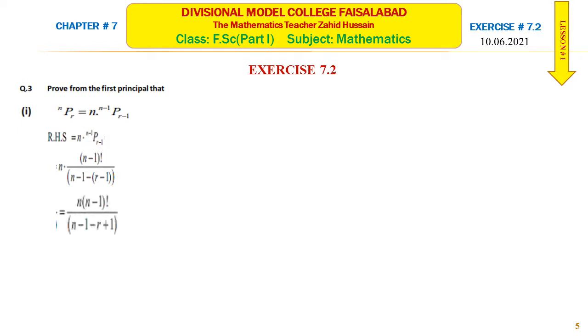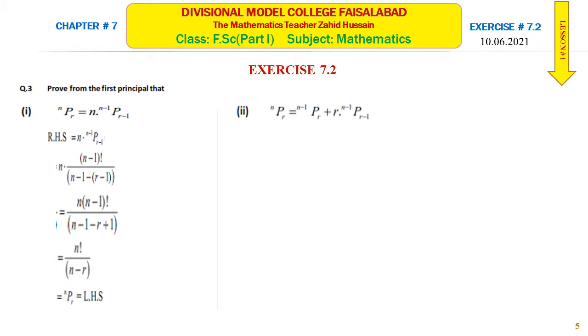So this is n into n minus 1 factorial over n minus 1 minus r minus 1 factorial, that is n into n minus 1 factorial over n minus 1 minus r plus 1 factorial here, and we are left with n factorial over n minus r factorial, and this is the formula of nPr, which is our left hand side.